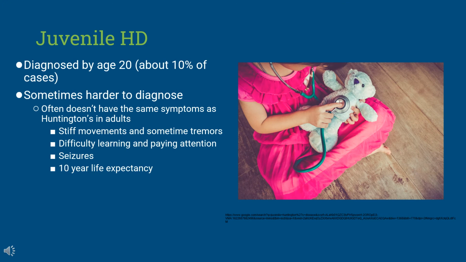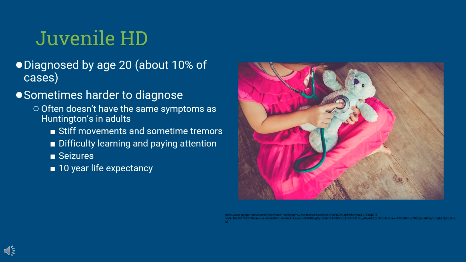Another branch I wanted to touch on was juvenile Huntington's disease. So, this is when it is diagnosed before the age of 20, and this accounts for about 10% of the cases. Sometimes it's harder to diagnose. Often it doesn't have the same symptoms as Huntington's in adults. Stiff movements and sometimes tremors are just not as common in the juvenile branch of this.